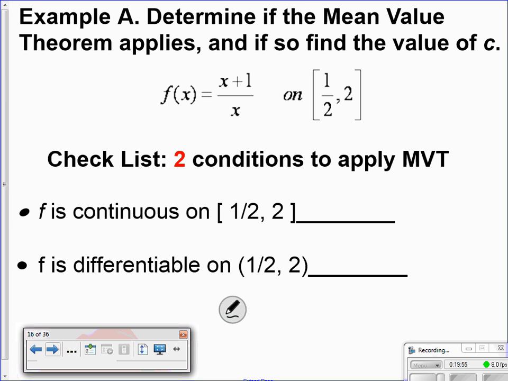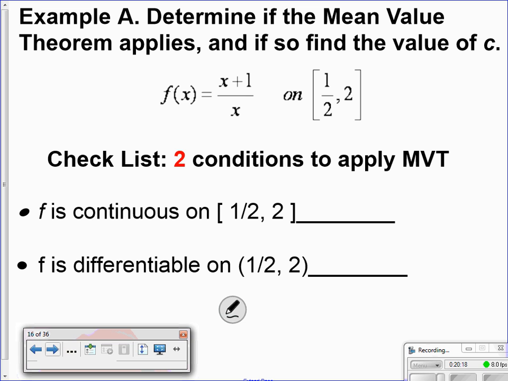is the function f of x equals x plus 1 over x. We could break that up. Do you want to break it up or just leave it as is? Like we can break it up into x over x plus 1 over x, or we can leave it like that. Leave it? Okay, let's leave it.